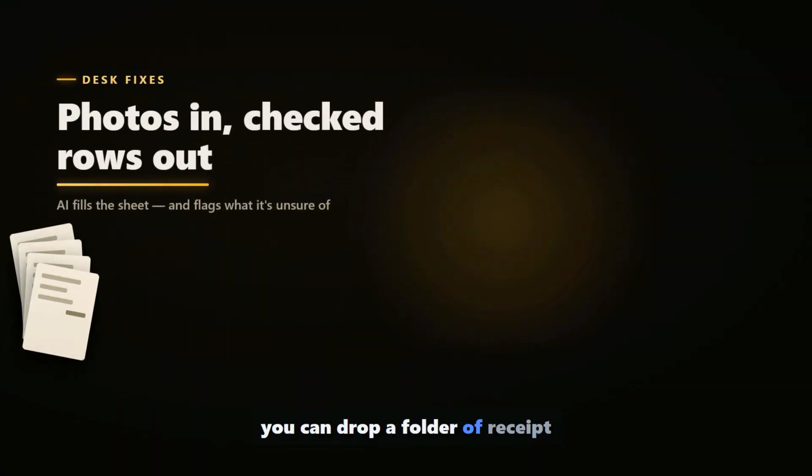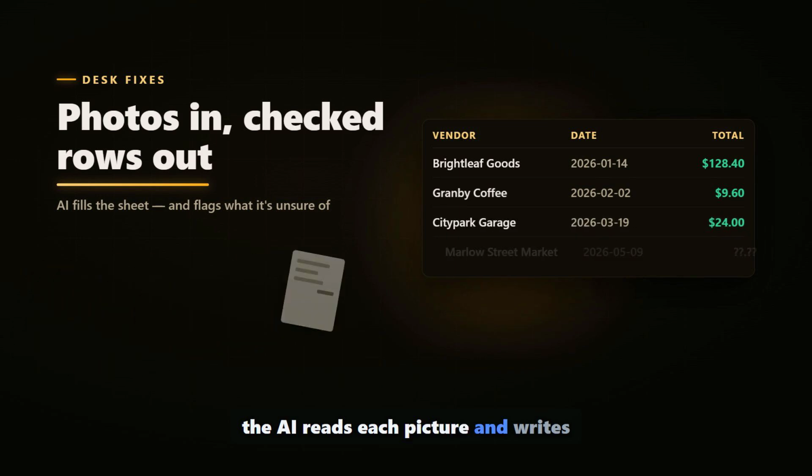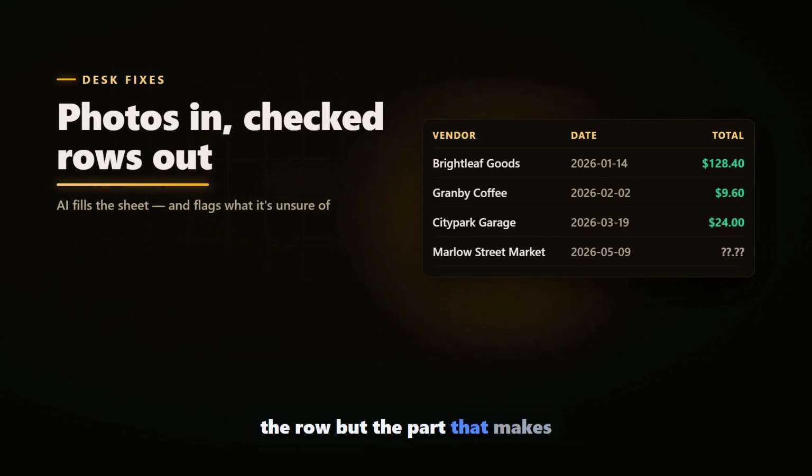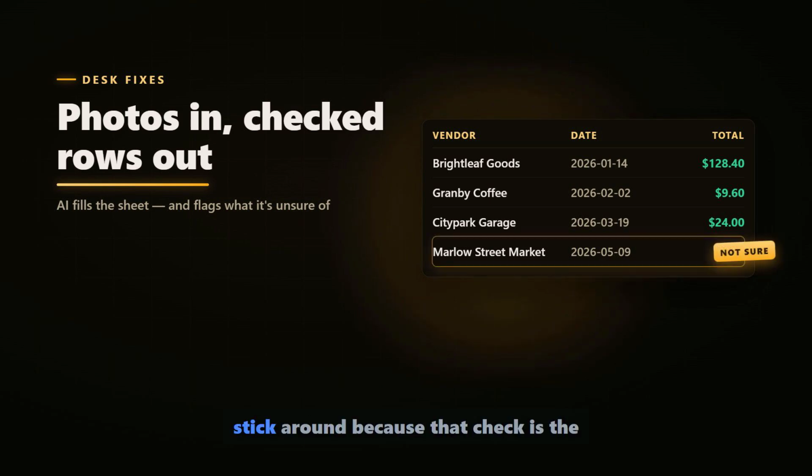You can drop a folder of receipt photos in and have them type themselves into your spreadsheet. The AI reads each picture and writes the row. But the part that makes it safe to trust is this. The same automation checks its own work and flags the ones it wasn't sure about. Stick around, because that check is the whole video.